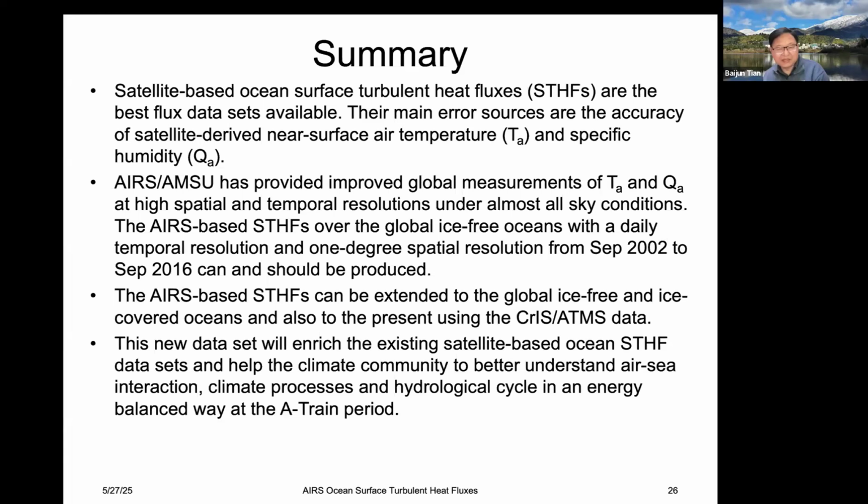These two datasets, AIRS and CrIS, have very similar characteristics, just a different satellite platform. So the spatial and temporal resolution will be the same. Right now it's 1 degree by 1 degree. I think we can increase the spatial resolution to half degrees.